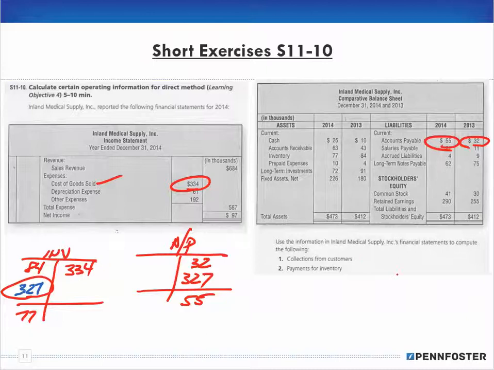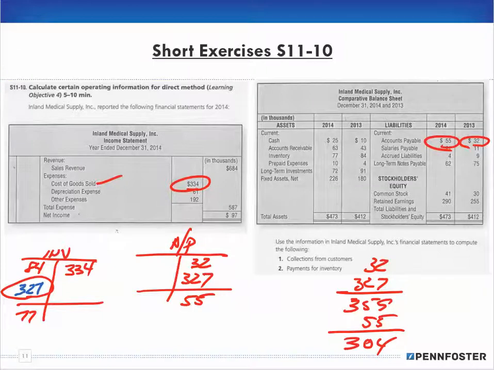Okay, so we've got a credit of 32 and a credit of 327. So that's 359, right? That's our credits, and we need to end up with a credit of 55, so we have to subtract out that 55, and that means our debit is going to be 304. Right? So that's our payment for our inventory, this 304. Right? So I'm not going to go back over that again. Pause the video if you have to, watch it again.